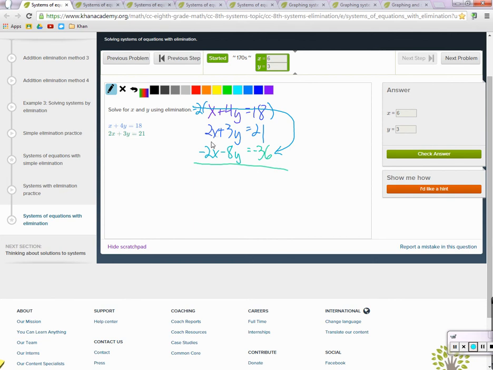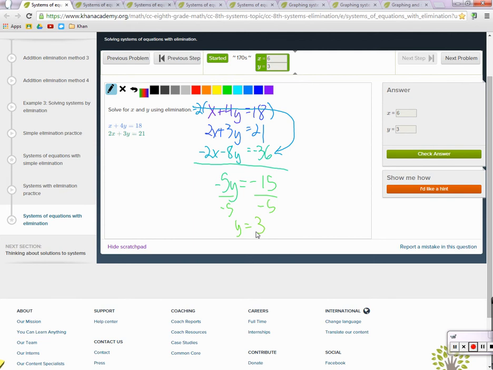Alright, so when we add these together, 2x minus 2x is no x. 3y minus 8y is negative 5y. Negative 15. Was that 15, you said? Yeah. 15. And naturally, we divide by negative 5, and y is positive 3. So y is positive 3, and we need x, right? How do we find x?